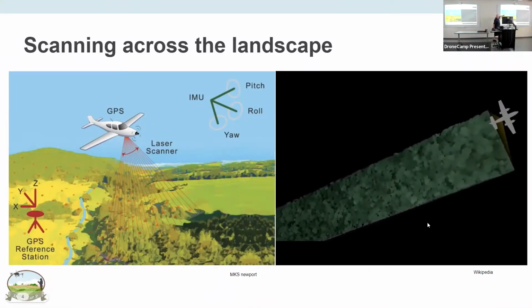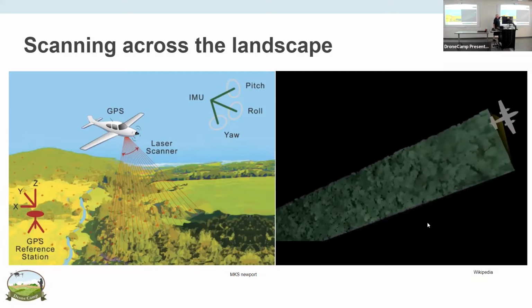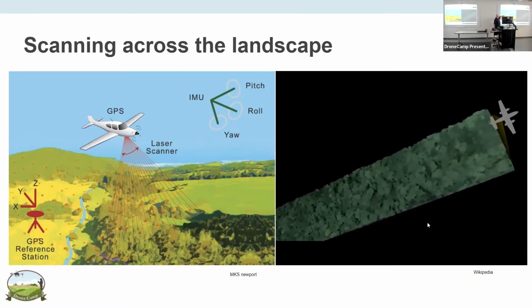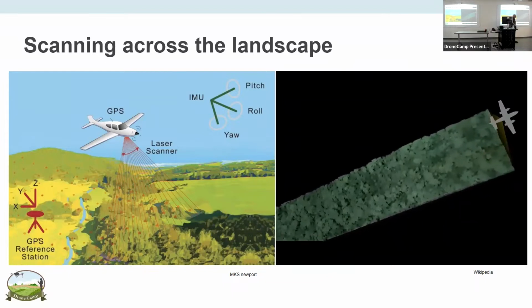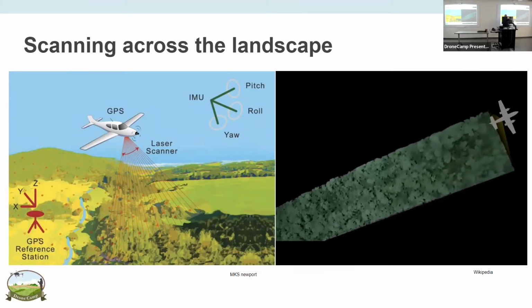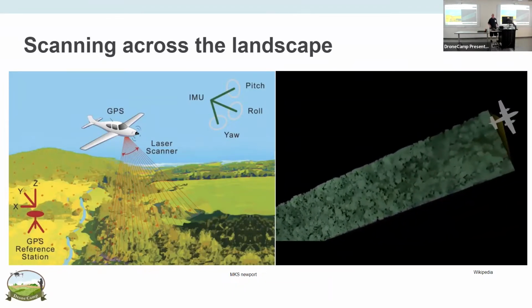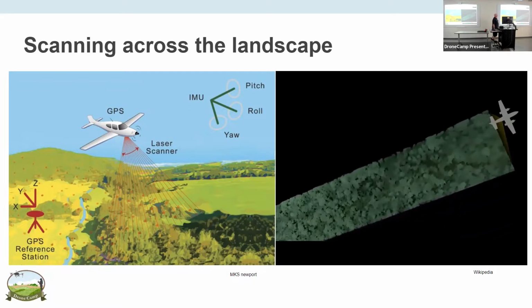The laser is on an aircraft in this situation, a crewed aircraft. And as we move it across the landscape, we get a strip of XYZ measurements across our swath. It's just like the same way a multi-beam sonar would work.